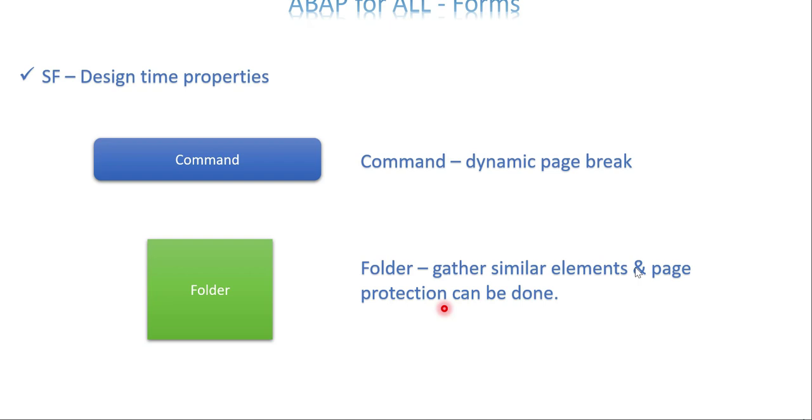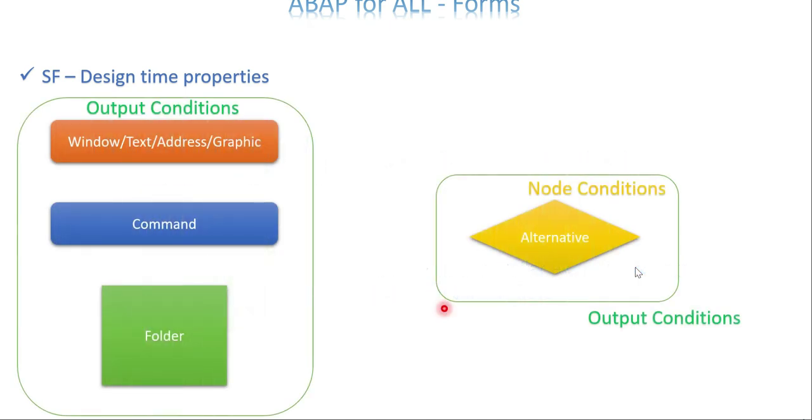So this is about folder. Here, this is for your reference. Output conditions are applicable for window, text, address, graphic, command, folder, or alternative. An output condition is a place where you determine whether this is going to be executed or not. Simple. That is called output condition.